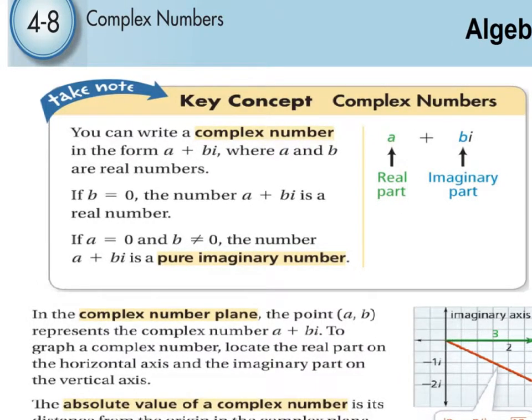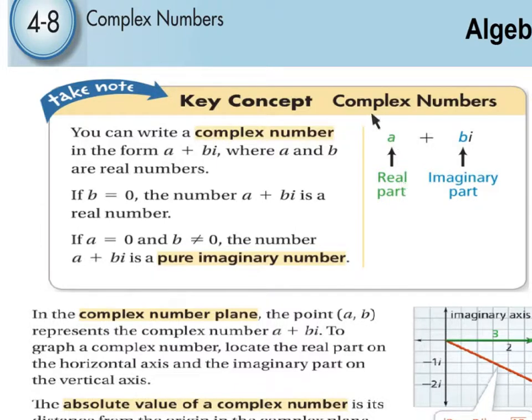A complex number is a number that you can write in the form a plus bi, where a and b are real numbers. If b is equal to 0, then the number a plus bi is a real number. Now here's the deal with complex numbers. A complex number is a combination of a real number and an imaginary number. If you remember, imaginary numbers are numbers with the letter i in them.